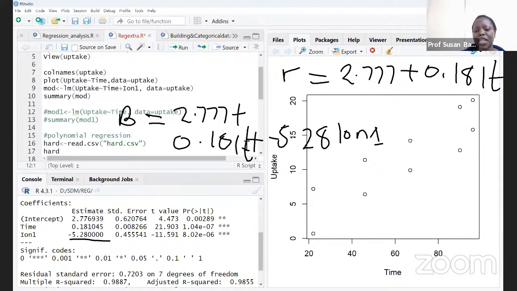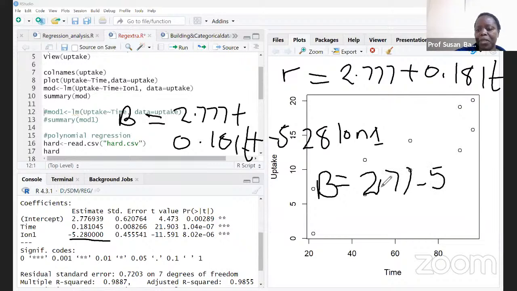Now, in this model, badly written as you see, where there's iron 1, we substitute with 1. So if we multiply here by 1, we get a value of minus 5.28. Then rearrange our model. So our model now is going to be bromide equal to 2.77 minus 5.28, oh no, plus, not minus. When the negative crosses the equal sign, no, it has not crossed actually. Sorry about that. The negative hasn't crossed the equal sign, so it's still minus.